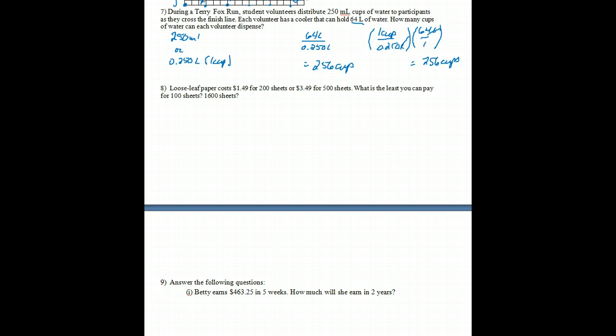Similar question here below. Cost of loose leaf when you buy 200 sheets is $1.49. If you buy 500 sheets, the cost is $3.49. And we can look at a rate here now. So what is the least you can pay for 100 sheets? Well, you can pay $1.49 for 200, or half that amount for 100 sheets, divided by 2, and you would pay 74 cents.